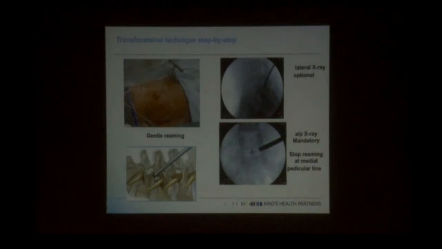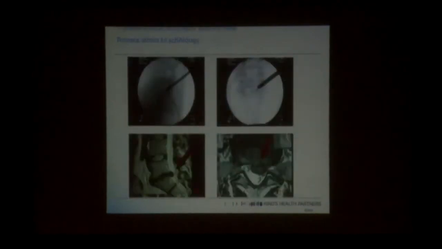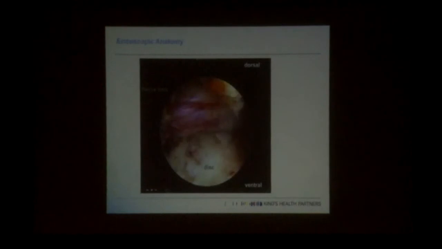But if you do a discography and inject the chromopropane, the structure which is degenerated or the extruded fragment will glow blue, while the normal disc will not become blue. So that's how you find where the extruded fragment is to remove it. But I don't use it anymore now. So then you place the endoscope and you start removing the disc.